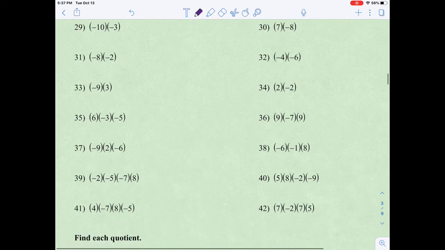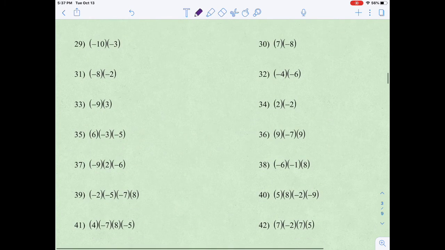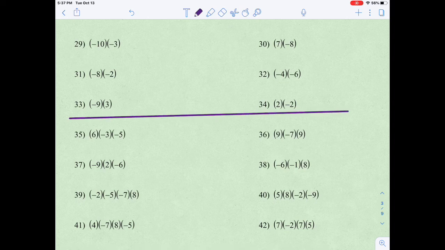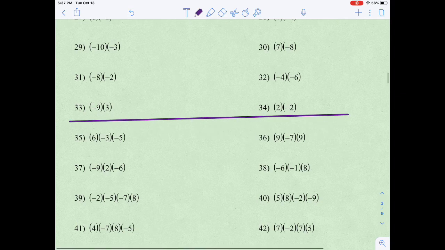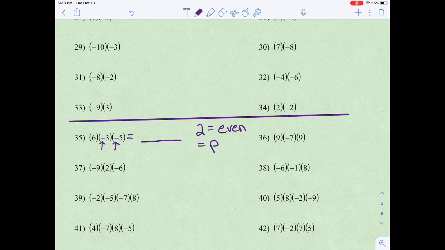Okay, here are some more examples, but I particularly want to come down to number 35. What happens if I multiply more than 2 numbers? Okay, so here I'm going to just do the multiplication, 6 times 3 times 5, and get that number. But to figure out the sign, I'm going to count the number of negatives. Here I have 1 negative and 2 negatives. An even number, 2 is an even number. And so I'm going to get a positive answer.